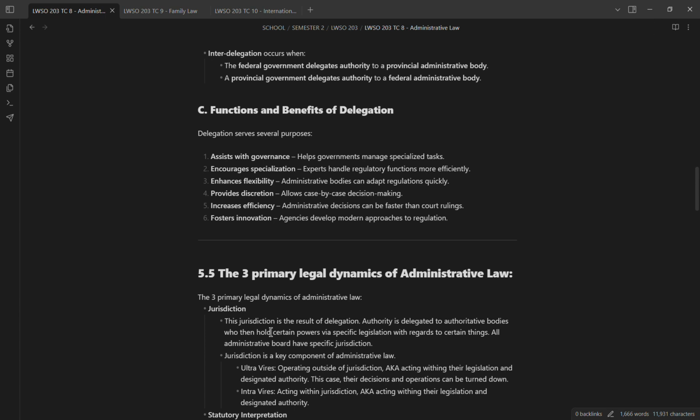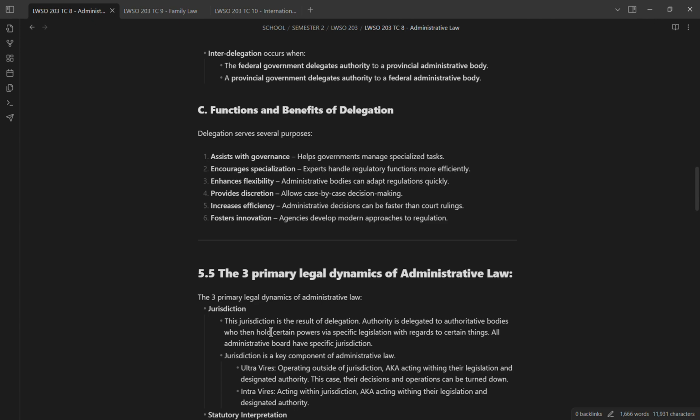We see an enhancement in flexibility, right, where administrative bodies can adapt regulations quickly as opposed to it being a usually more taxing, less efficient, less timely whole entire federal system. We see delegation provide discretion, allowing a case-by-case kind of decision-making style. We see delegation increase efficiency, as we kind of talked about, where administrative decisions can be faster than court rulings, for example, judicially. And we see delegation foster innovation, where we can see agencies develop modern approaches to regulation.